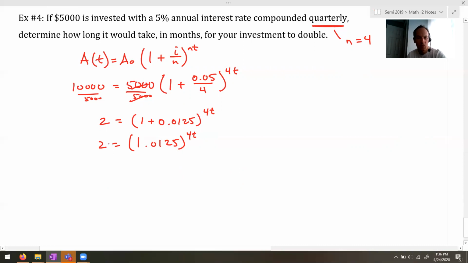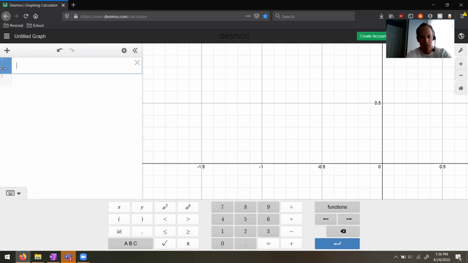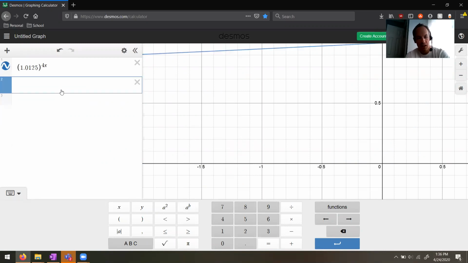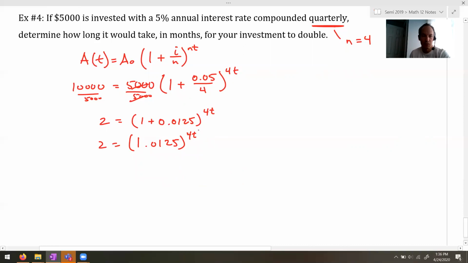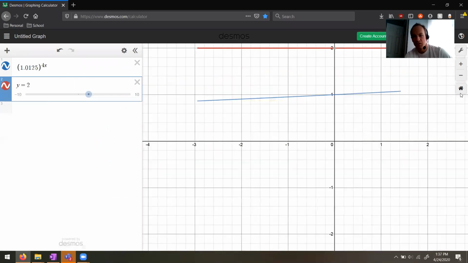Okay, so the way we would enter this, we go to Desmos. We go 1.0125, and you have to raise it to the power of 4x. Don't do t, actually do x. And I want to set that equal to the other side, y is equal to 2. You can't just enter 2, you have to write y is equal to 2, and you can't put it all on one line either. So a separate line, y is equal to 2. Okay, then we zoom out. Maybe I'll click the home button here because it'll give me a better zoom.